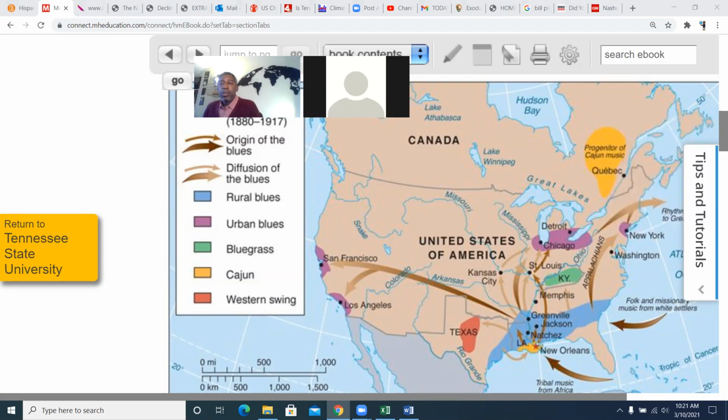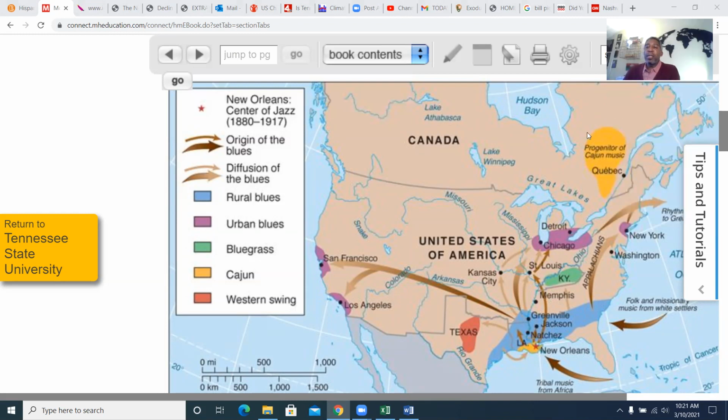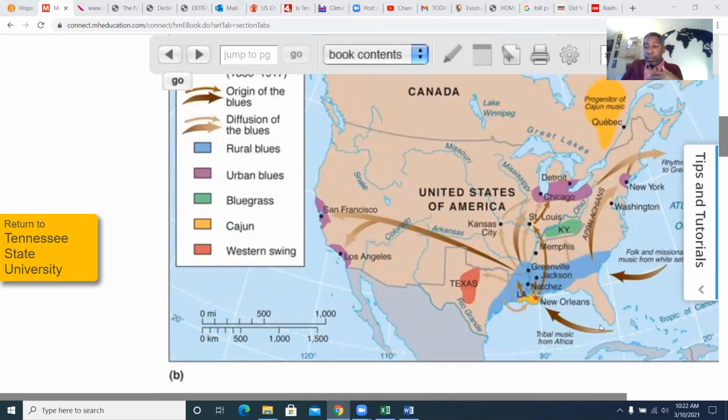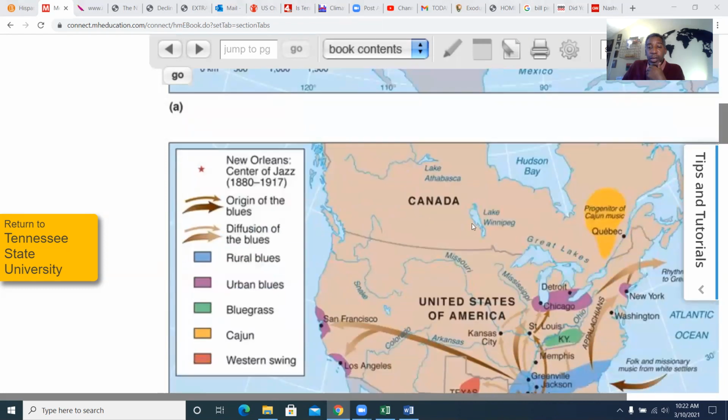Cultural diffusion. So cultural diffusion is simply that when people who migrate take their culture with them, right? They take their culture with them. And so this is a map of music as being a representation of culture. And it's really the origin of lots of musical genres that originated with music from Africa. And then, of course, mixed with some folk and missionary music from white settlers, but primarily African music. And so we start in New Orleans.